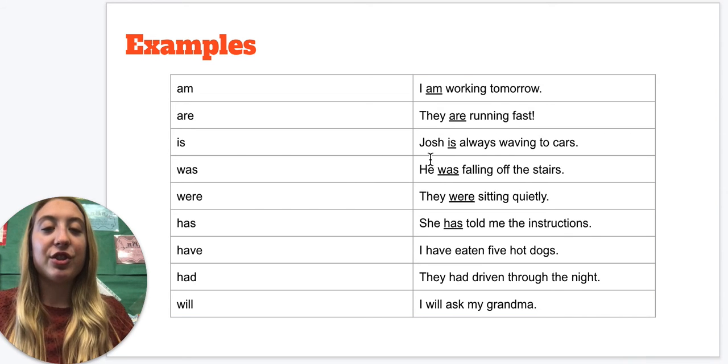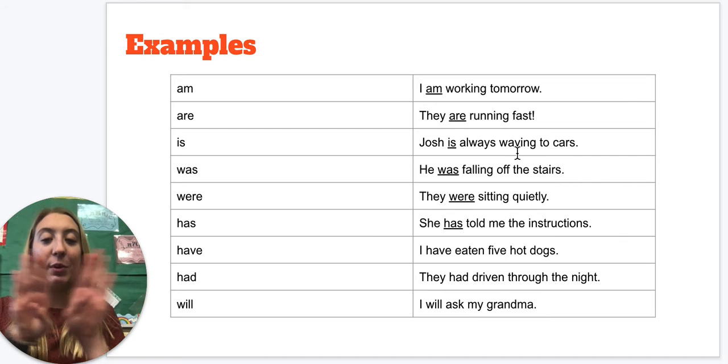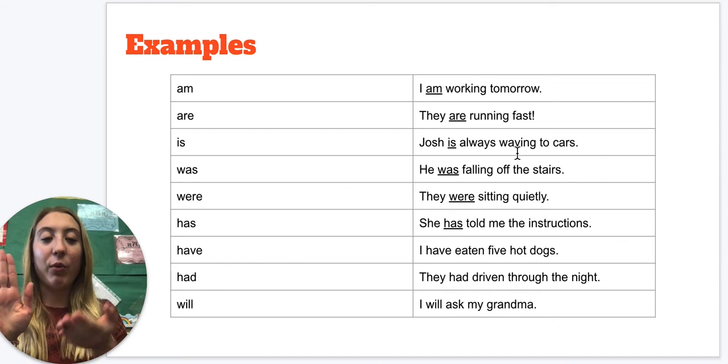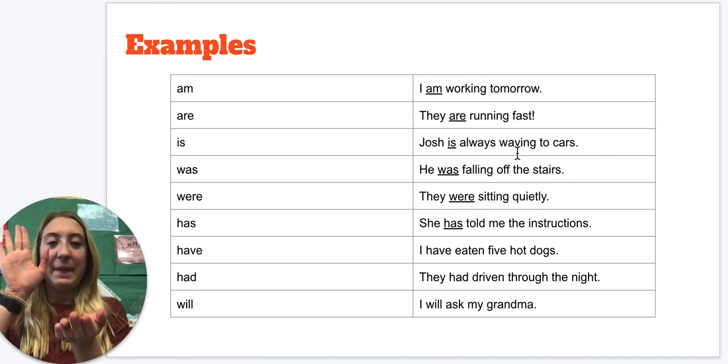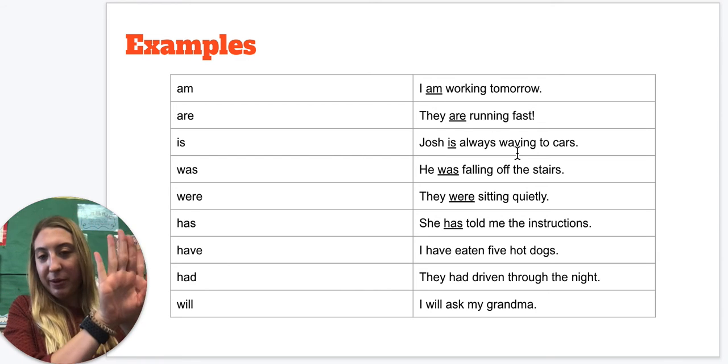Josh is always waving to cars. And notice this one has a word in between. Because this is my subject, Josh, who it is about. What is he doing? Waving. And then my helping verb is all the way over here, and "always" is in between. So this is an example of how they don't have to be right next to each other. They can have a word in between. So like helping, another word, main verb.